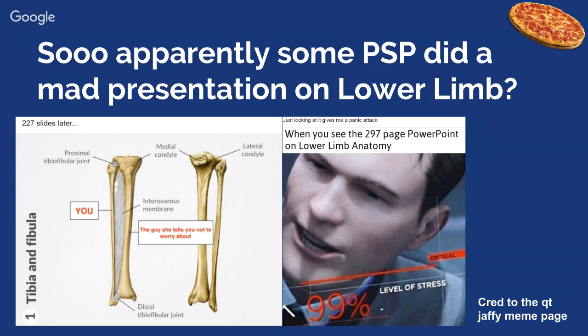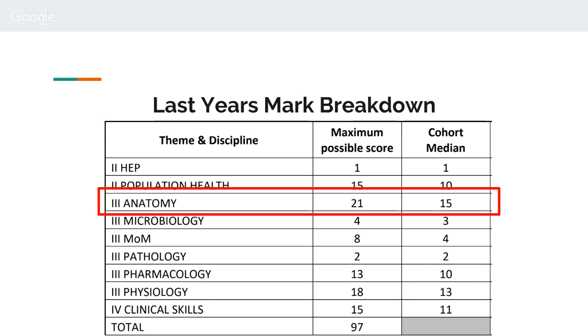You guys have got a lot of content, yeah? From lower limb? Yeah, cool. So hopefully this should be pretty straightforward.